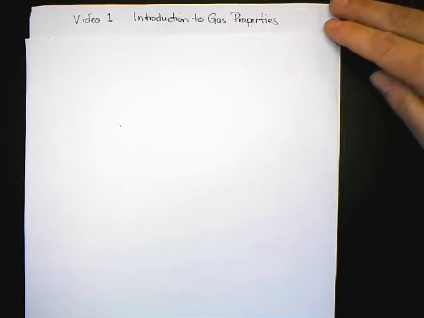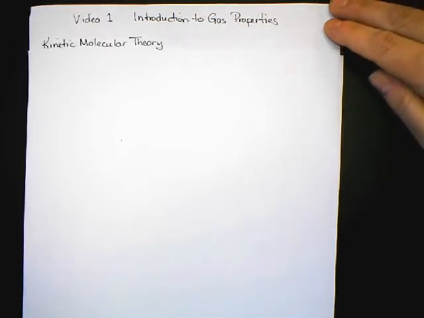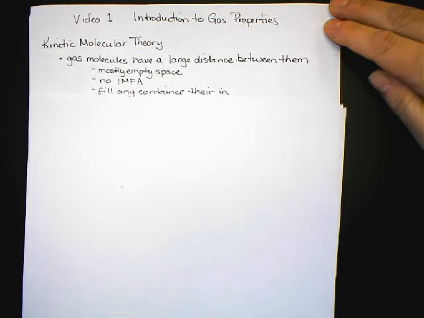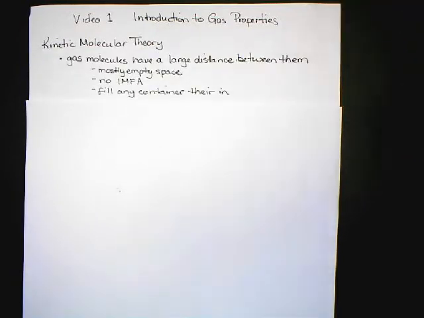So first thing I want to do is just make sure you've got the ideas of the kinetic molecular theory down. So the first idea that the kinetic molecular theory supports is the idea that gas molecules are really far apart. So we talk about them as being mostly empty space, which means there are no IMFAs between gas molecules, and that's why they fill the container that they're in.